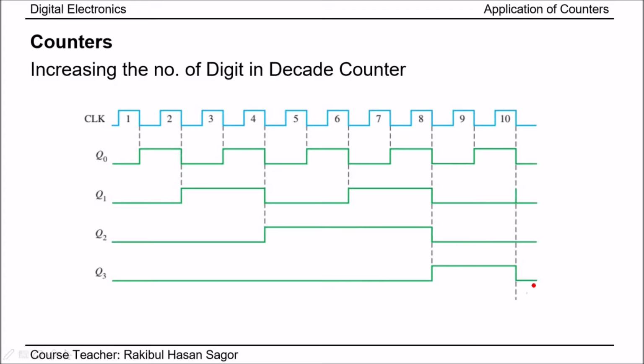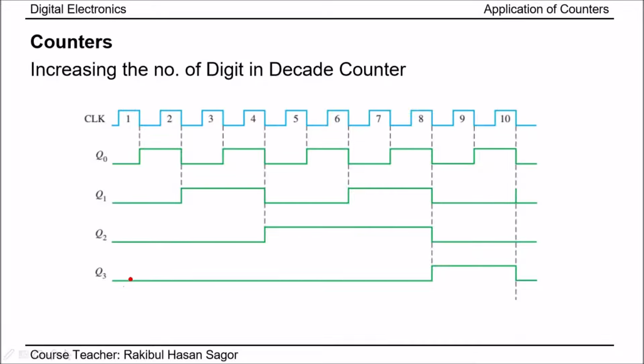This is the timeline diagram for single block BCD counter that was shown in the previous slide. We can see the counter starts counting from 0, 0, 0, 0, 0, 0, 0, 1. In this way, it reaches up to 1, 0, 0, 1. Then again comes back to 0, 0, 0, 0 condition.